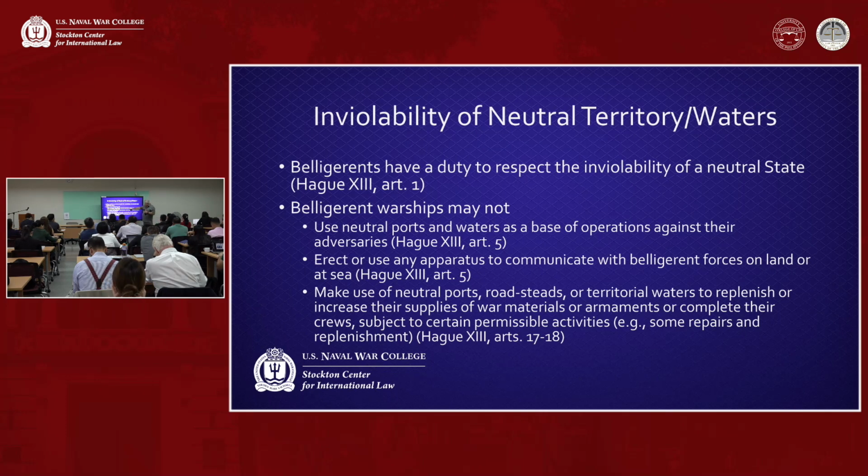So belligerent warships can't use neutral ports or waters as a base of operation. So they couldn't sit in the territorial sea of a neutral state and engage in combat against a neighboring belligerent that shares a border with the neutral state. They can't make use of neutral ports or territorial waters to replenish or increase their supplies of war materials or armaments or complete their crews. And again, this is subject to certain exceptions that the neutral state may allow.